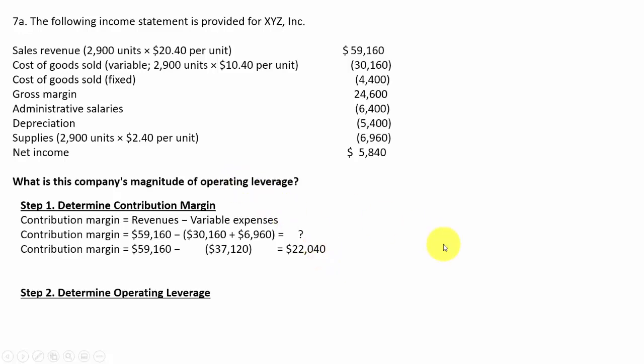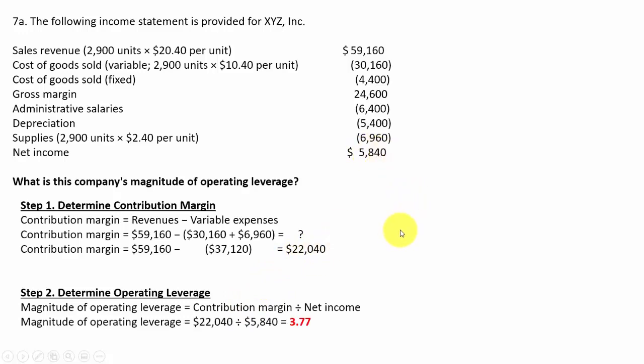This contribution margin is what you're going to need to come up with how much operating leverage we have. And the operating leverage formula is going to be contribution margin, which is $22,040, divided by net income, which is $5,840. Now, when you do that, you end up with an operating leverage right now of 3.77. That is the $22,040 contribution margin divided by the net income of $5,840, which is an operating leverage of 3.77.